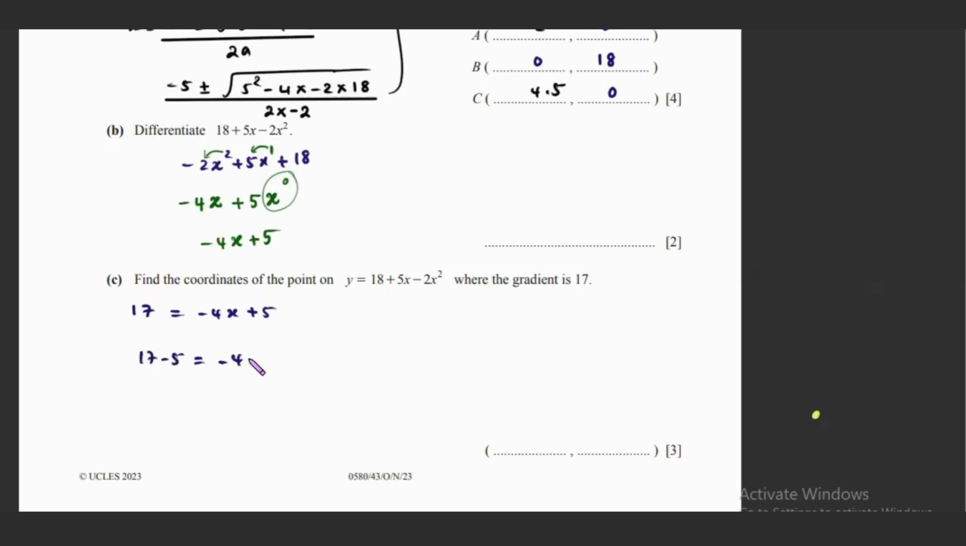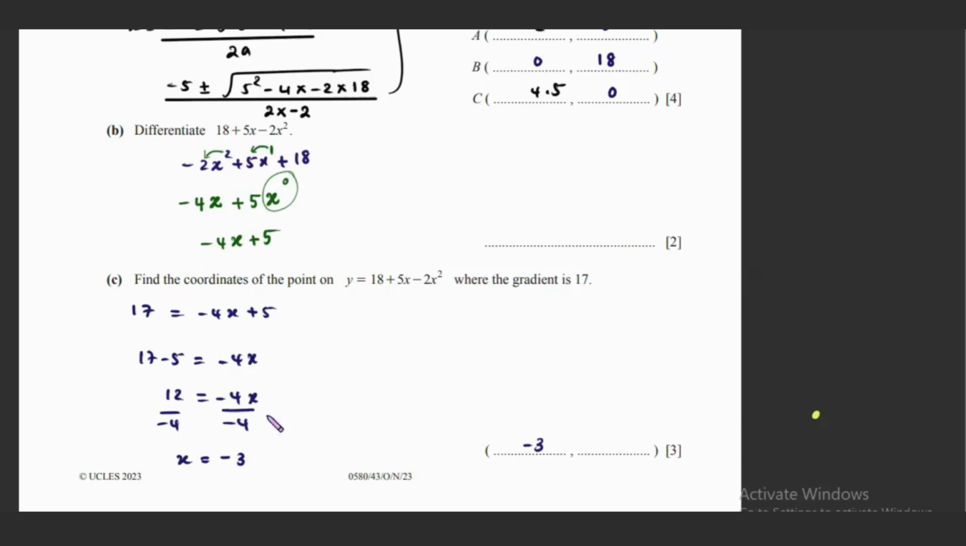This is equal to minus 4x. Then from 17, we have to deduct this 5. So that is equal to 12. Then this 12 is equal to minus 4x. I need to divide both sides by minus 4 to find what x is. The value of x is negative 3. I need to find the coordinates. So the x value is known to us. I need to find the y value.